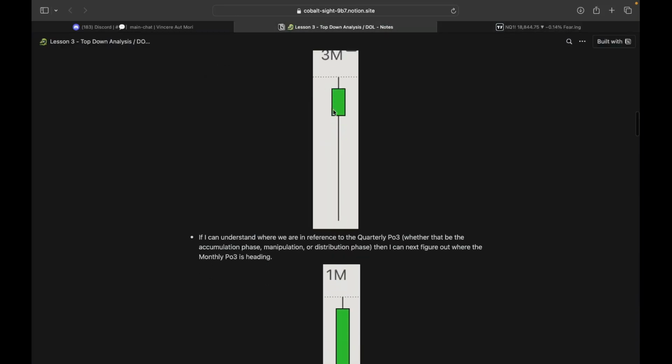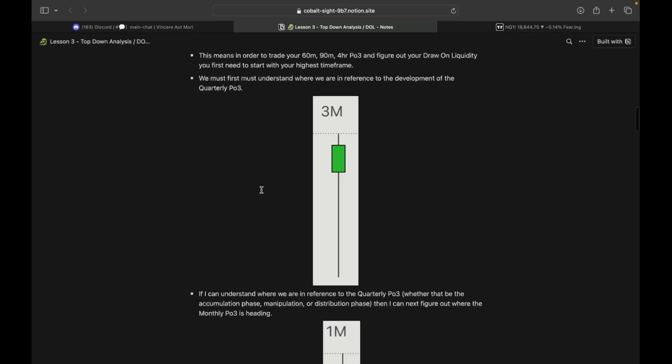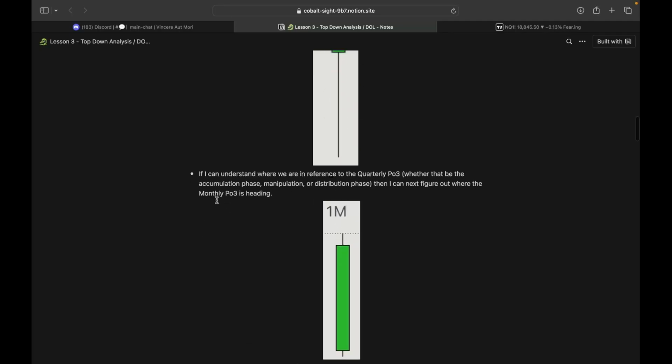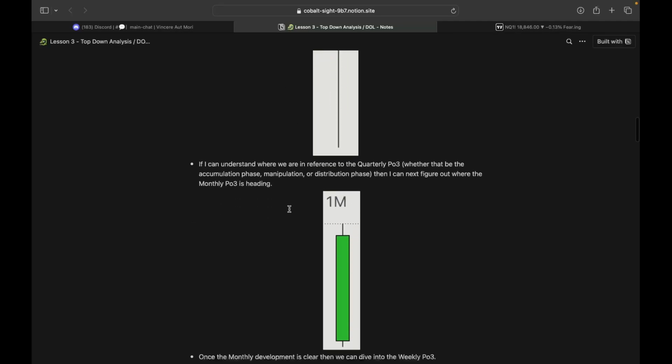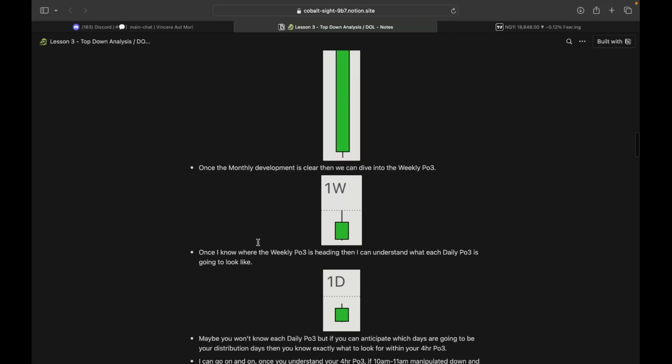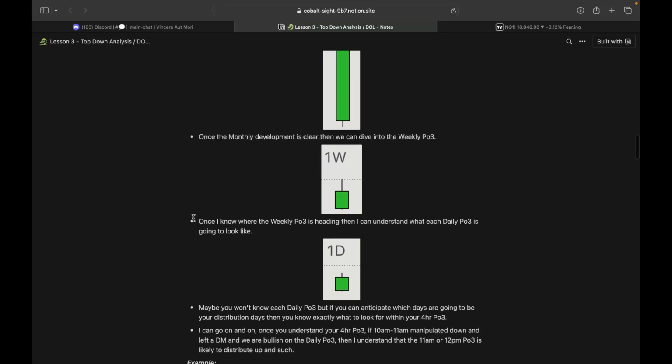So, once we understand where the quarterly Power 3 is heading, whether we are in the accumulation phase, the manipulation phase, or distribution phase, following the quarterly Power 3, we drop down to the monthly Power 3. Based off the quarterly Power 3, we can understand the monthly Power 3. Once we understand where the monthly Power 3 is heading, then that's where we can figure out where our weekly Power 3 is heading. We do this by looking at where we are relative to the development of the monthly Power 3. Following the monthly, we can get into the weekly Power 3.